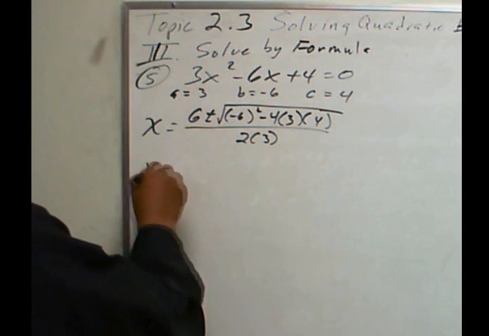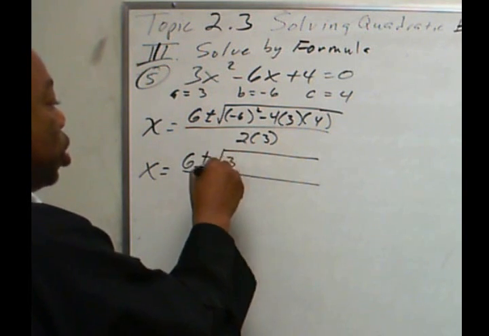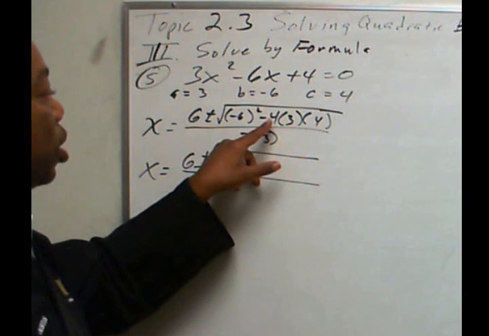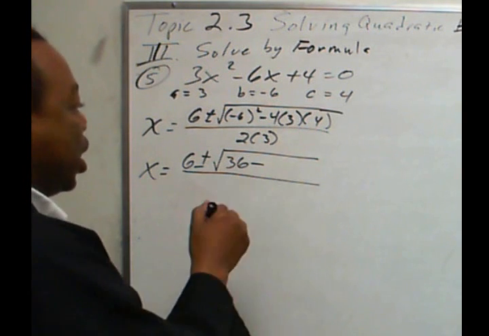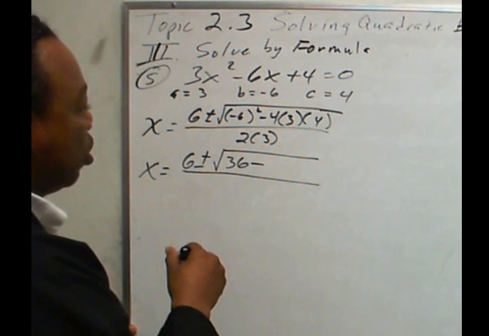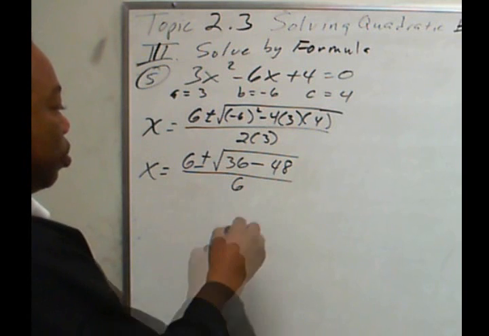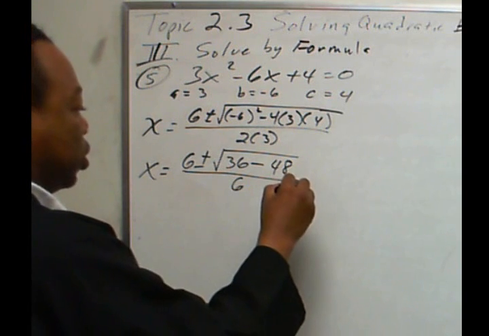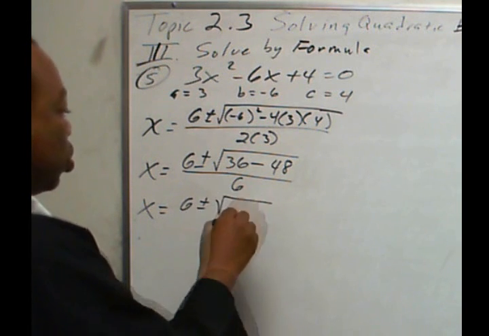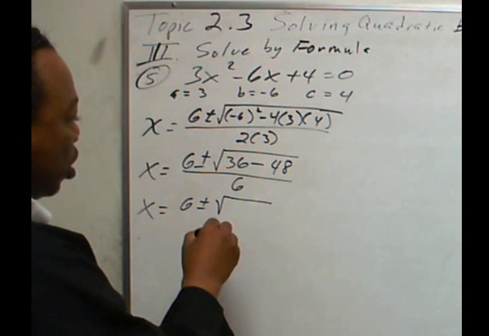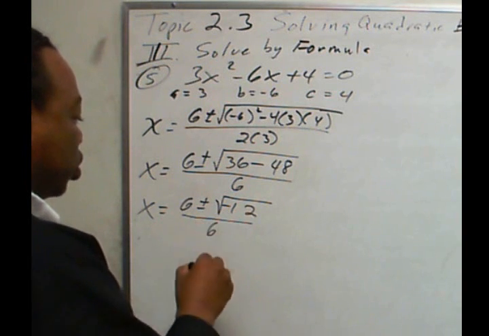Alright, now let's begin by simplifying by squaring. We'll get 36 here, negative 6 times negative 6. Then a negative 4 times positive 3 times positive 4. That's going to be a negative 48. 2 times 3 is 6. Okay. This simplifies to x equals 6 plus or minus the square root of negative 12, all over 6.